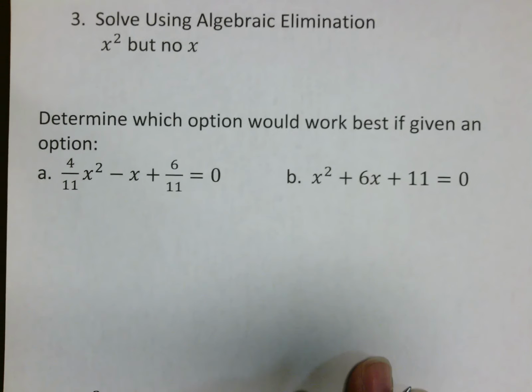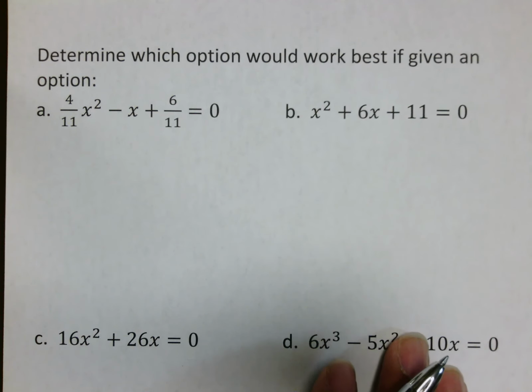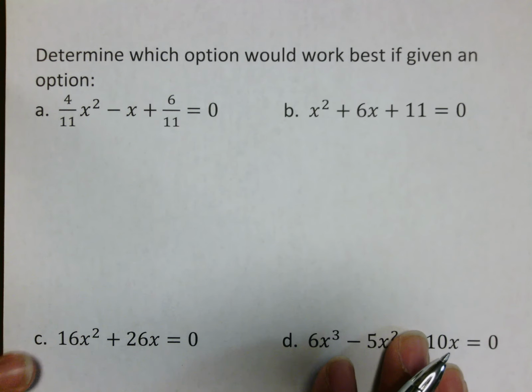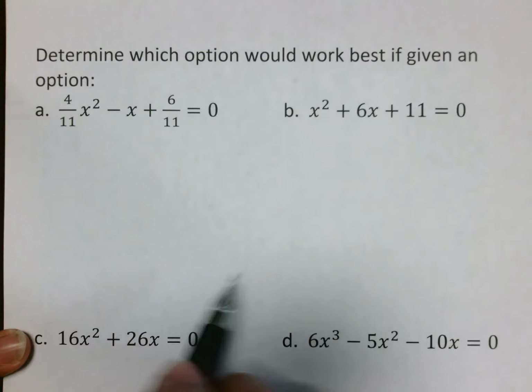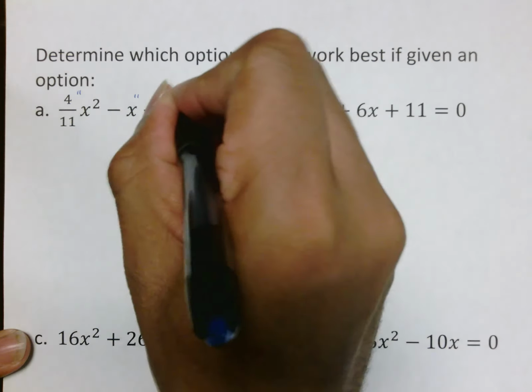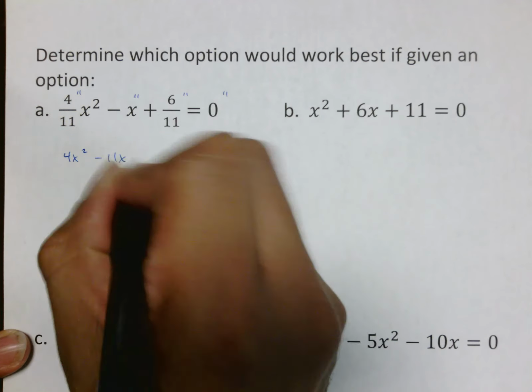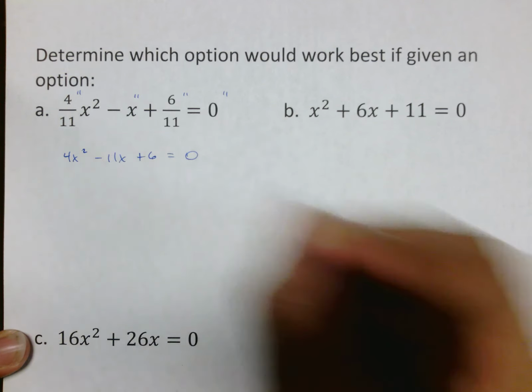But that just kind of comes with practice and experience. So looking at these, determine which option will work best if given an option. I guess that's kind of redundant, but other than that, what I would do here is recognize there's fractions. I would multiply everything in here by 11, getting 4x squared minus 11x plus 6 equals 0.